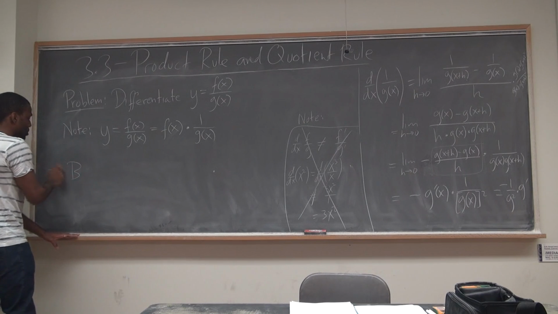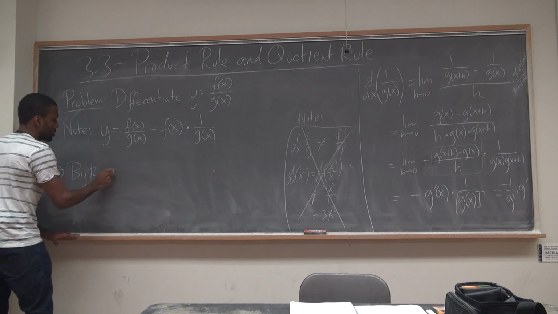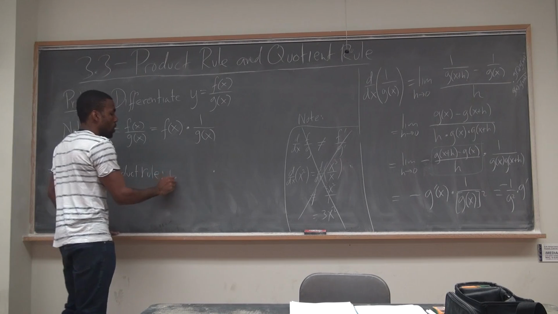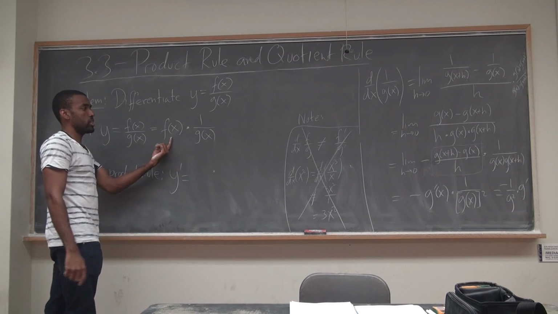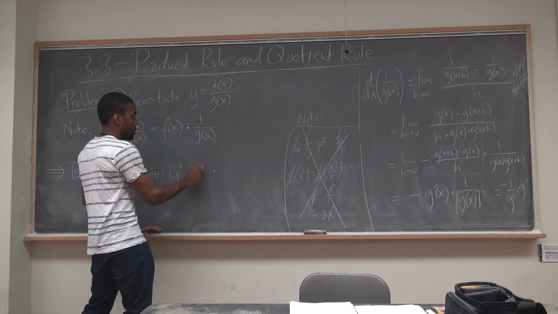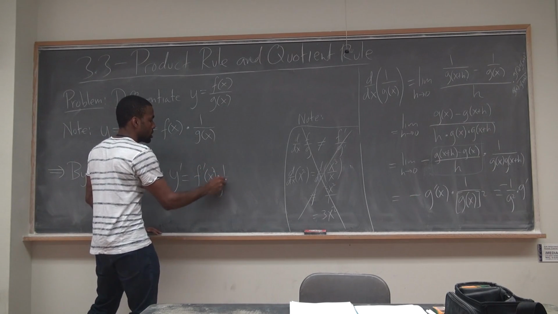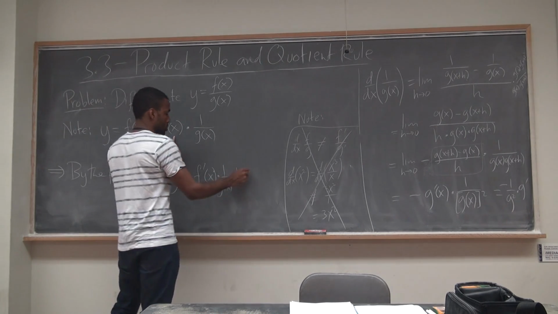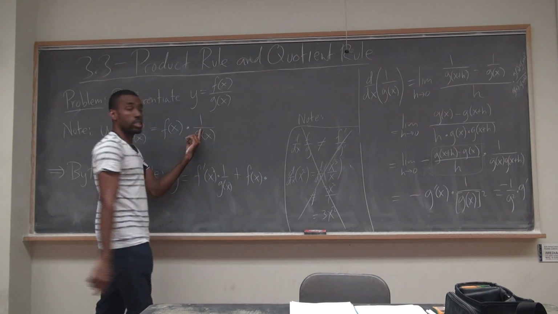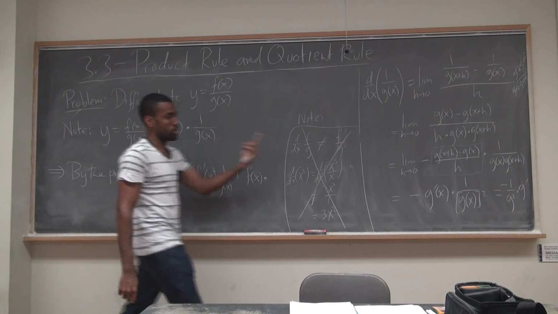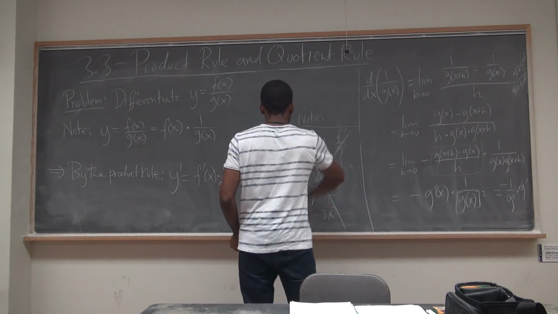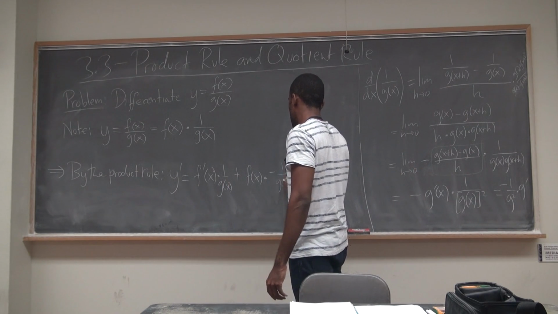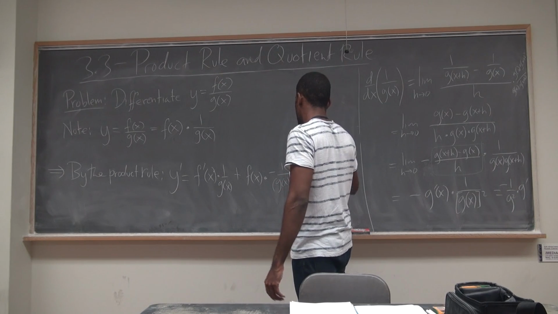Now, by the product rule, which we already proved, y prime would be: I differentiate this one, leave that one alone, f prime of x times 1 over g, plus, I leave this one alone, and I differentiate that one. What is the derivative of this one? Well, it's that. So this would be minus 1 over g squared times g prime.